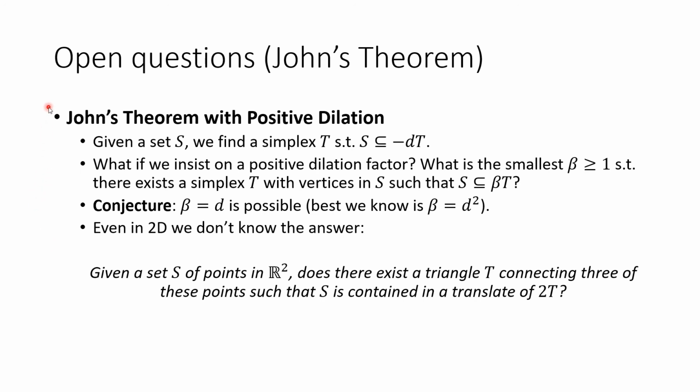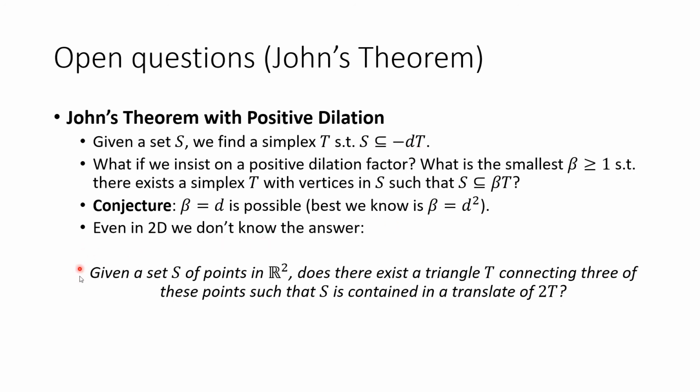In our John's theorem for simplices, we find a simplex T such that S is contained in a translate of negative d times T. But you can ask the same question of what's the best dilation factor you can achieve if you insist that the dilation factor is positive? What is the smallest beta bigger than 1 such that there exists a simplex T with vertices in S such that S is contained in beta times T? We conjecture that beta equals d is possible, but the best we know is beta equals d squared. You can get this by applying the theorem twice. And even in 2D, we don't know the answer.